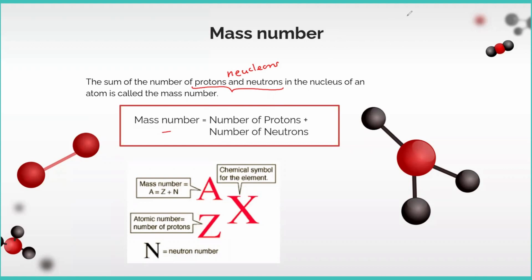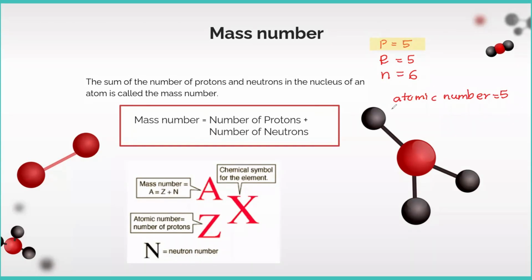For example, when an atom has 5 protons, then for sure that atom will have 5 electrons. And let's say the given number of neutrons is 6. In this case, the atomic number will be 5, because we know the atomic number is the number of protons. What about the mass number? Take a few seconds and work it out. Okay, the mass number is the sum of the number of protons plus neutrons. So in total, it gives me 11. So the mass number for this particular atom is 11.